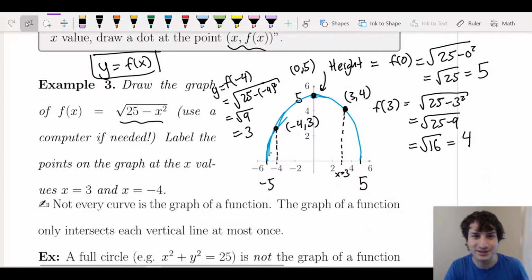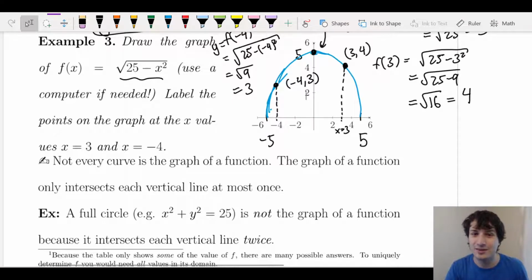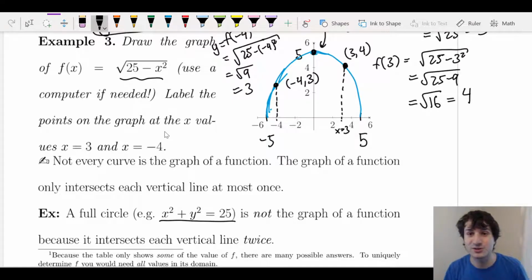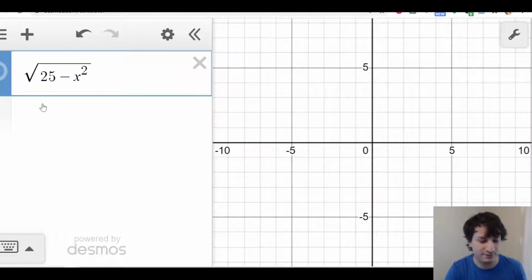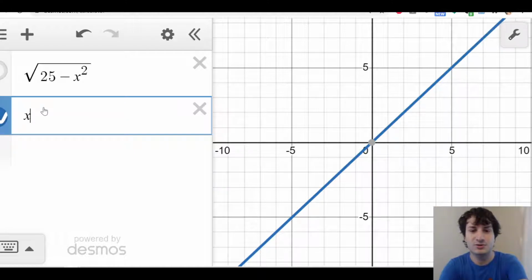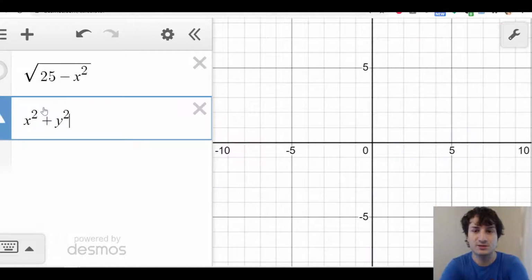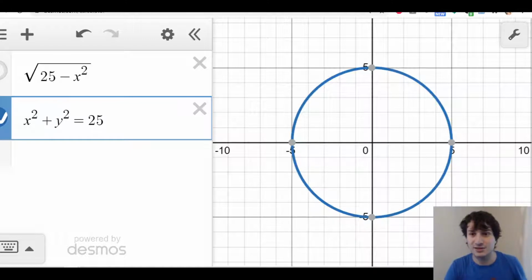Okay, last point to make. Not every curve is the graph of a function. The graph of a function only intersects each vertical line at most once. So in this picture, we had half a circle. As an example, if you had a full circle, for example x squared plus y squared equals 25, that would not be the graph of a function. So if we go back to Desmos, Desmos is really smart. Let me turn off this graph in Desmos, and let me make a new graph, which is x squared plus y squared equals 25. So now it's giving me a full circle, and this is not the graph of any function.